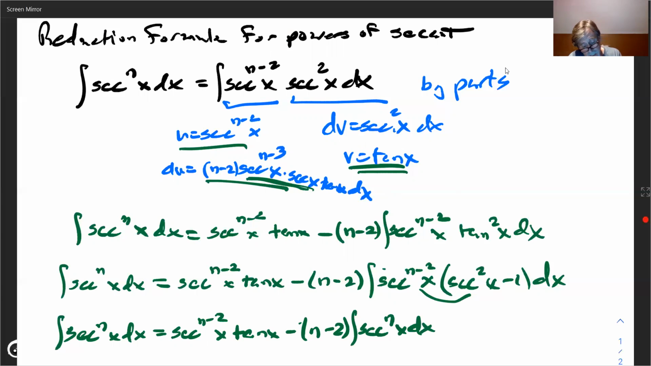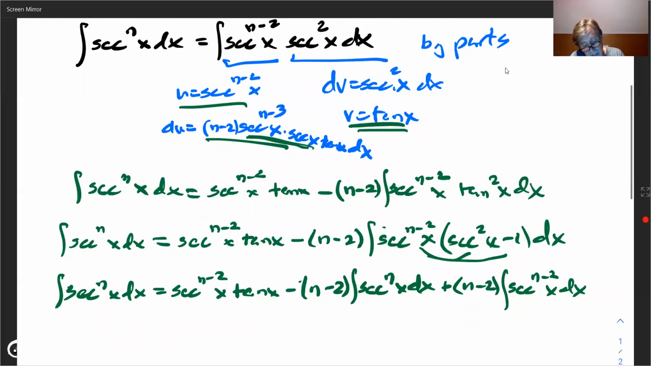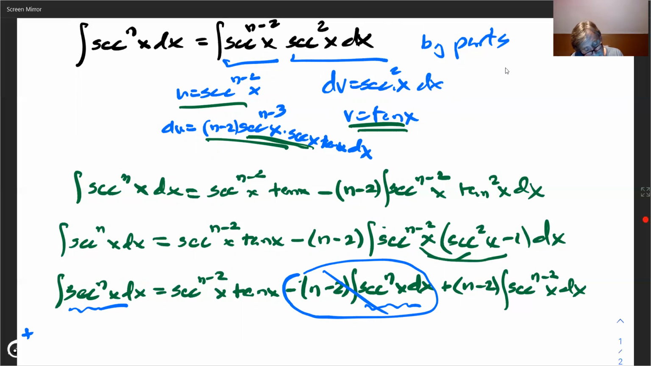I'm going to split it apart, and then I'm going to do minus, and he's going to move in here and multiply. A minus a minus is actually plus (n-2) integral secant^(n-2) x dx, like so. So just as happens with integrating by parts, this guy here is the same as the integral we seek. So I'm going to take all of this and add it to the other side as plus (n-2) integral secant to the n x dx.